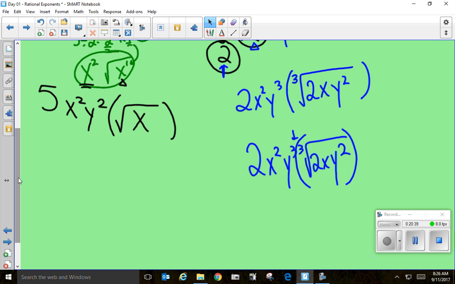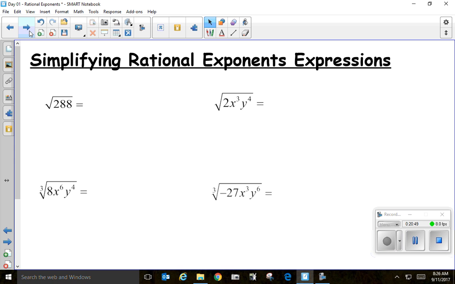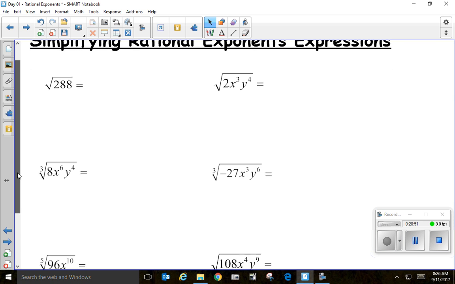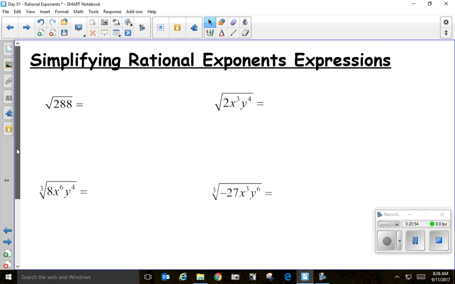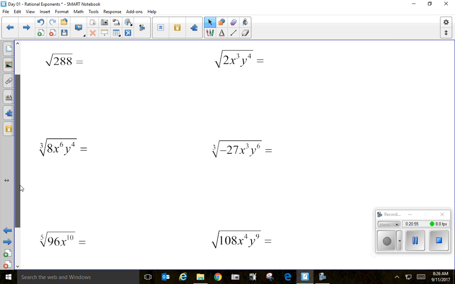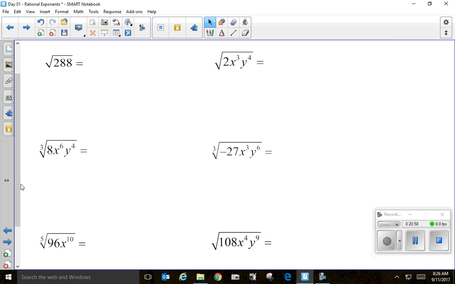See the blinker, this cursor's blinking, something's happening here. There's like some magic button. So, why don't you guys try these 6 problems? Have fun, and we'll go over the answers.